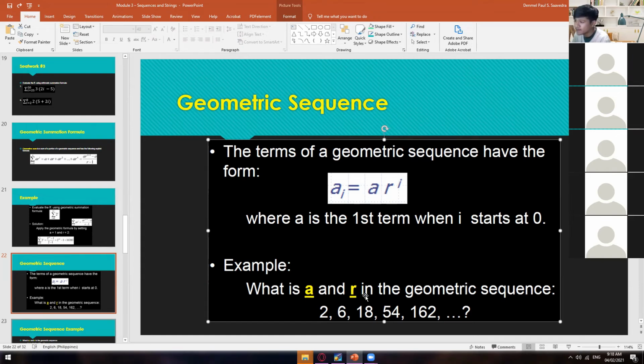So for example, we have this one. So what is a and r in the geometric sequence? So 2, 6, 18, 54, 162. So what do you guys think? What is our a? And then what is our r? So a is very obvious. So a is the first term. So a is 2. And then what is our r?